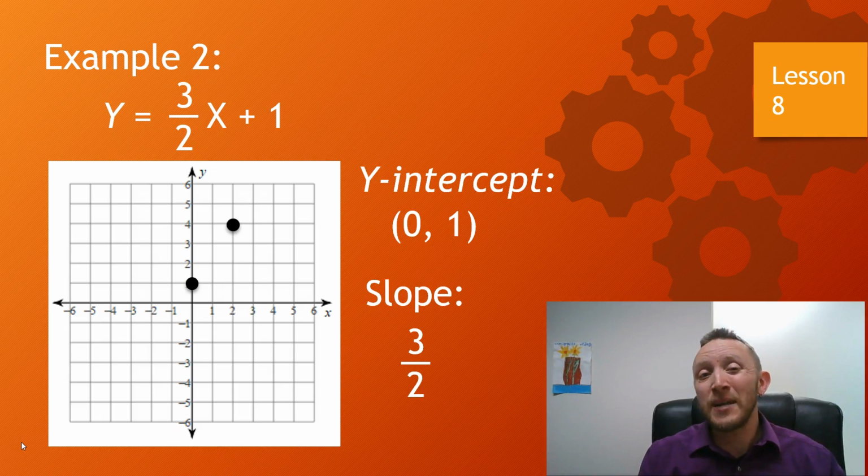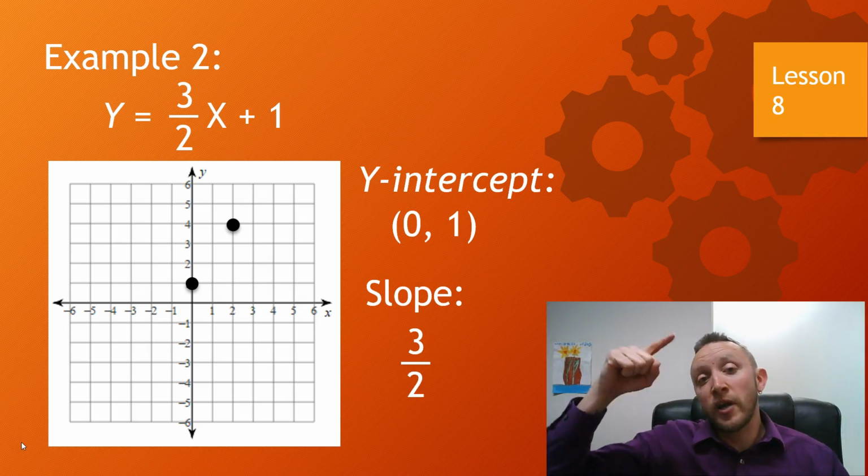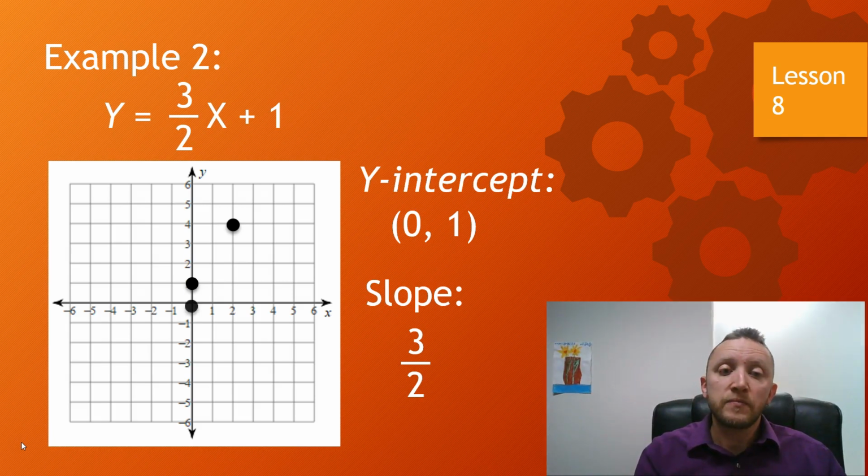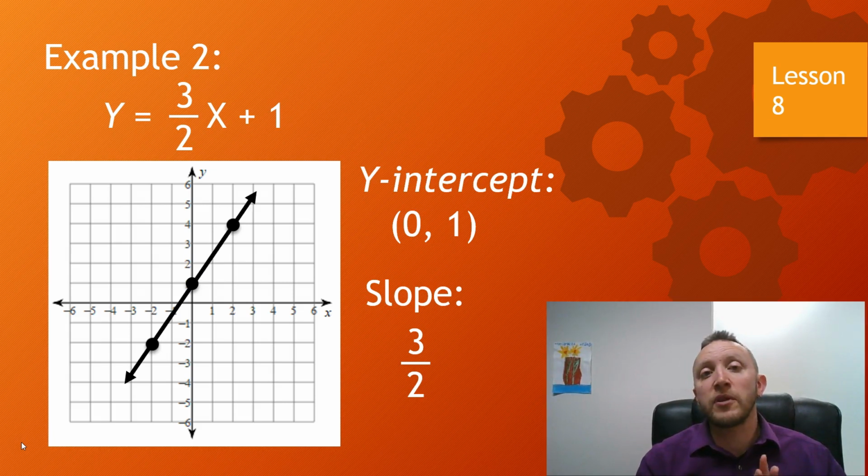So if I'm going to go backwards, I'm going to do the complete opposite. Instead of going up, I'm going to go down. Instead of going to the right, I'm going to go to the left. So down 3 to the left 2. I could now connect that with a line, or I could have continued and done a few extra points if I wanted to. But it's important to know how to do both directions. Okay, your graph should always look like a straight line.